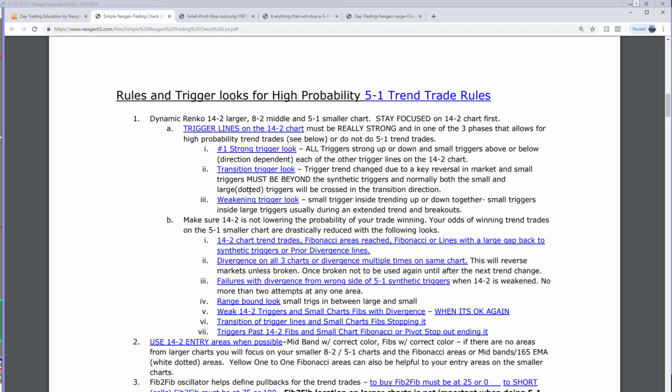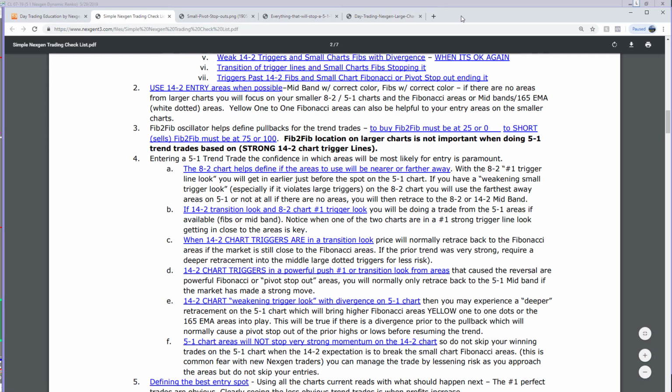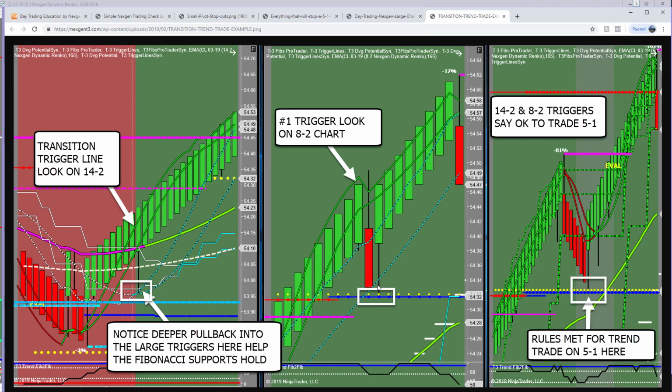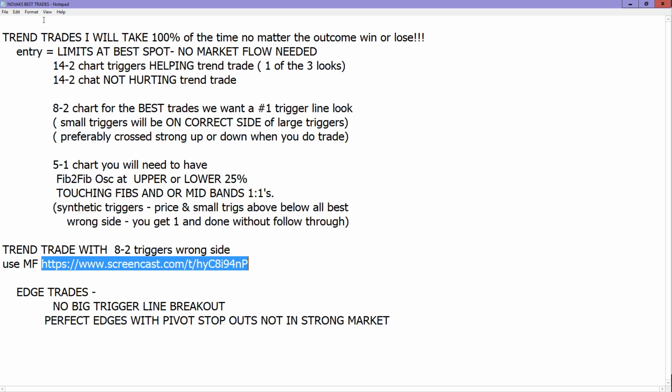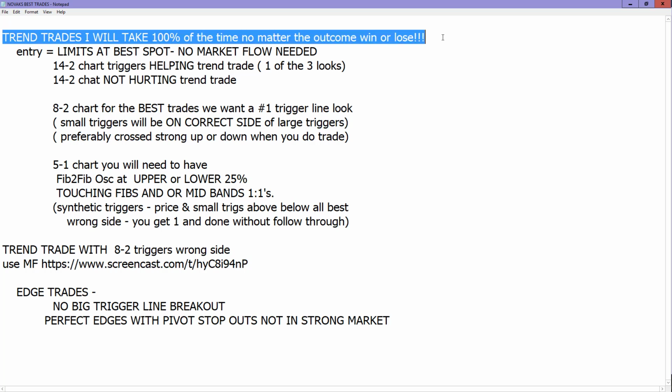The 8-2 chart has to be favorable for a trend trade or don't do it. Does that make trend trades a little easier? Those are the only two that you should do absolutely 100%. With the 8-2 chart and the 14-2 chart agreeing and the areas being obvious on the small chart, that's your 100% trend trade, number one look. No matter what, you're going to take it no matter the outcome.